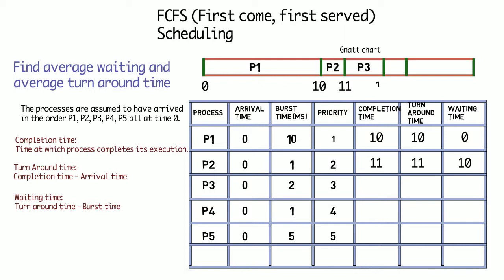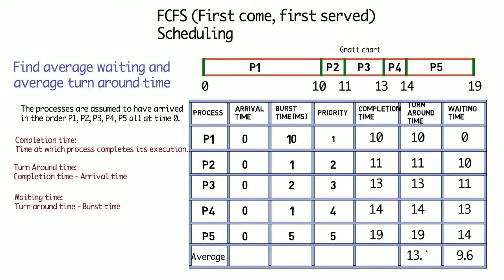Then P3 is picked for execution by the CPU. Its turnaround time is 13 milliseconds and waiting time is 11 milliseconds. Similarly, waiting time for P4 and P5 is calculated. Finally, we would calculate average waiting and turnaround time for these 5 processes.